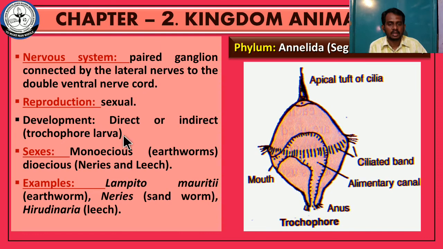And next is sexes. Earthworms are monoecious, and nereis and leech are dioecious animals. Then the larval stage of phylum Annelida is trochophore. Very good. So draw this diagram. They reproduce by the sexual method. That means in the sexual method, egg and sperm are produced, a zygote is formed, and then we get an individual. Okay, these are some examples.